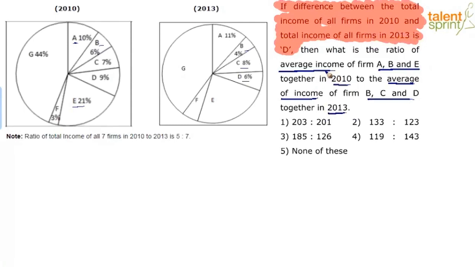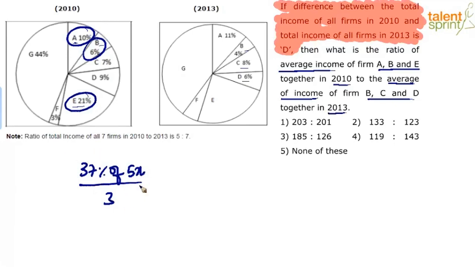He's asking us to find the average of A, B, E to the average of B, C, D in 10 and 13 respectively. I'll directly play with the numbers here. You don't have to waste your time writing the values. So average of A, B, E. What is A? 10, B 6, E 21. So 10 plus 6 is 16, 16 plus 21 is 37. 37% of 5x divided by 3. Now don't waste your time doing the division and trying to simplify it, because anyway this has to be compared with B, C, D in 13. So 4, 8 and 6. 4, 8, 12 and 6 is 18.